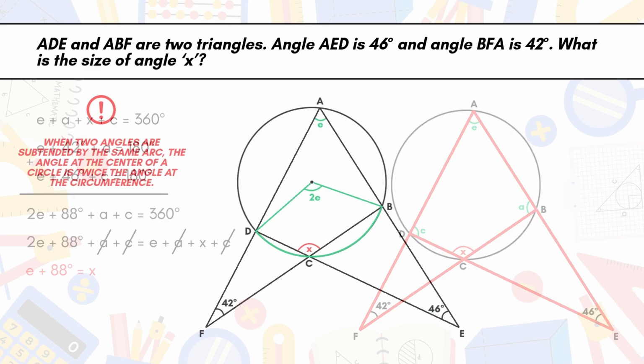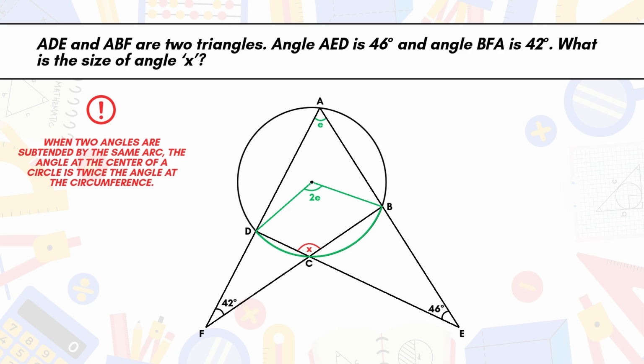Now, the toughest part. The trick here is to recognize some important circle theorems. One such theorem states that when two angles are subtended by the same arc, the angle at the center of a circle is twice the angle at the circumference. That means if angle DAB, which is at the circumference, is E, then the angle at the center must equal 2E. Similarly, looking at angle X, which lies on the circumference, we can deduce that the angle at the center, which shares the same arc, must be 2X.